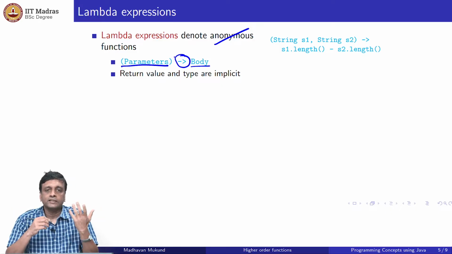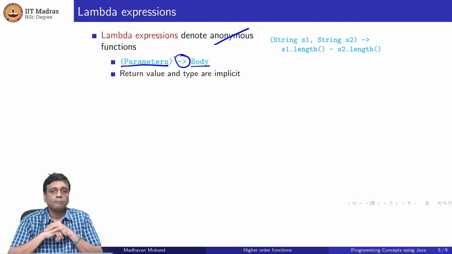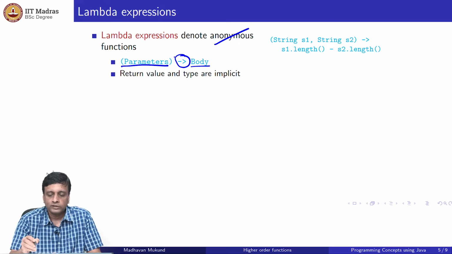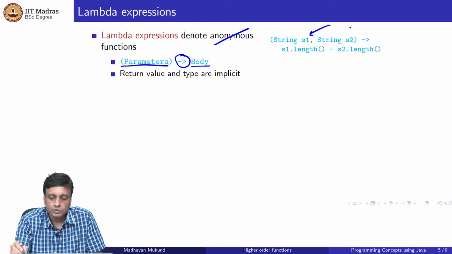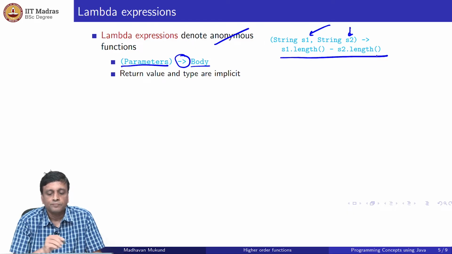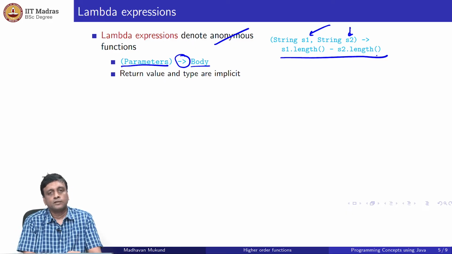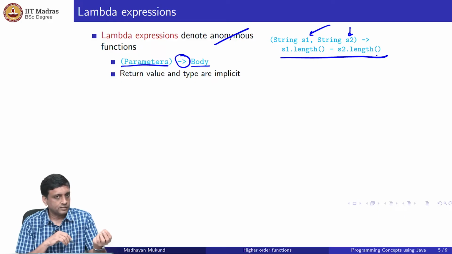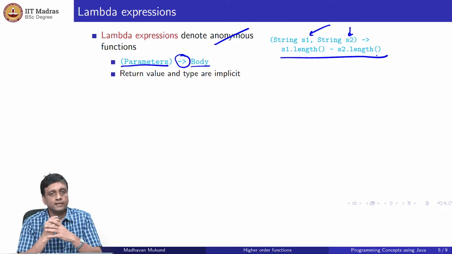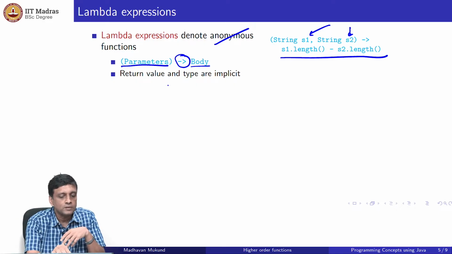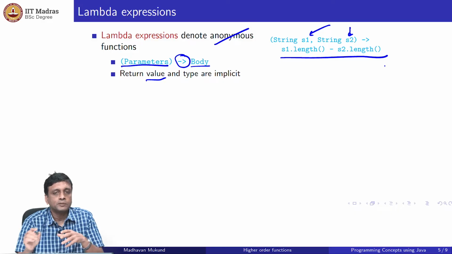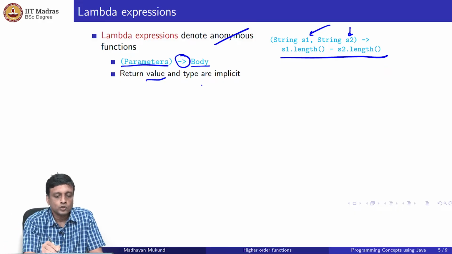Here is that function that we were writing earlier to compare two strings by length. What this says is that it takes two arguments S1 and S2 and it returns the difference S1 length minus S2 length. There is no explicit return statement. This expression evaluates to a value given the arguments S1 and S2: S1 dot length minus S2 dot length provides me a value, and that is implicitly the return value. So, the return value is implicitly computed by the expression that you provide, and the type is also implicit.